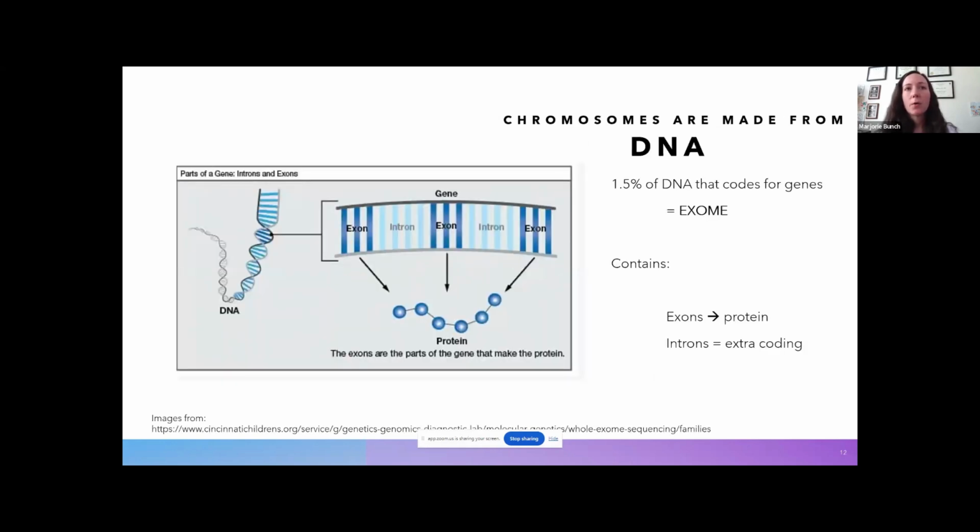So again, the exome codes for genes, and each gene is then made up of exons and introns. And those exons taken out, put together, will actually build the protein. That's the coding that will build the protein. And the introns are extra coding in between. So of all of our DNA, most of it isn't being used for the actual coding of the gene, but all the extra coding probably influences things like how often a protein is made or when that protein becomes active and is made more or less.